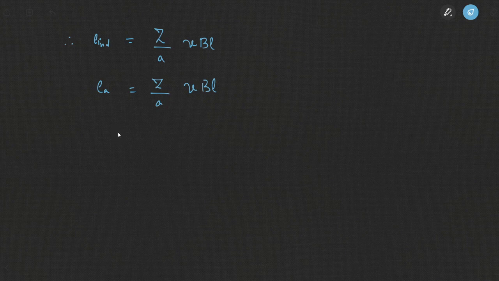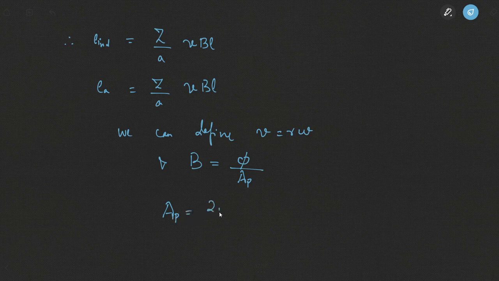We can modify this equation. We can define v equal to R omega, and B, the magnetic field strength, equal to flux divided by the area under the pole. Now, what will the area under the pole be? 2 pi RL is the area of the entire circumference of this cylinder, where R is the radius of the armature and L is its length.